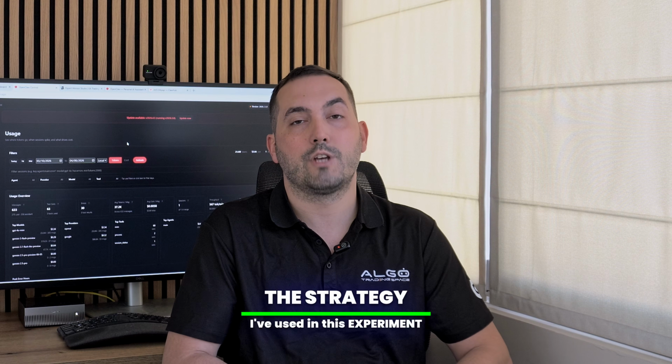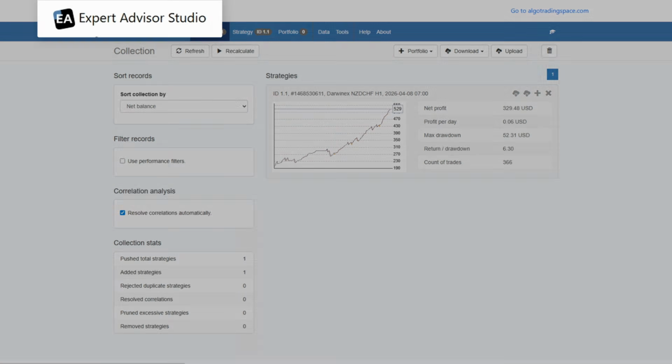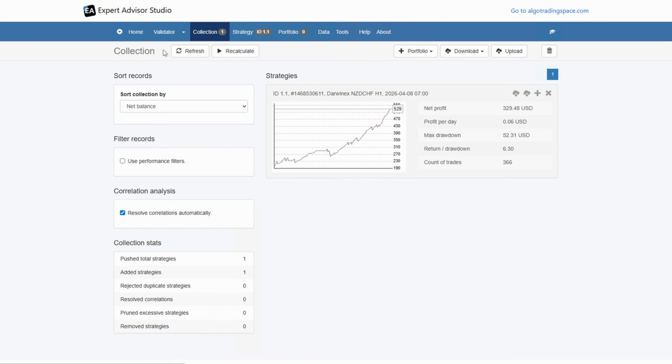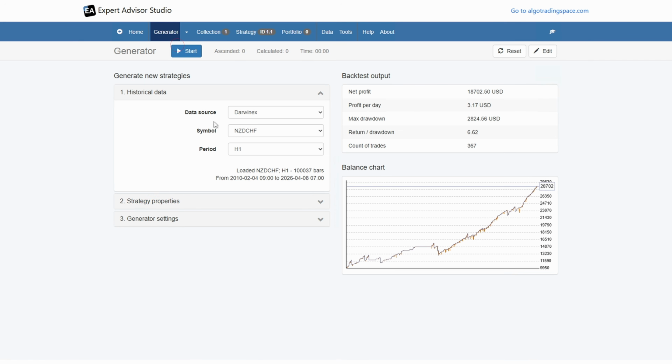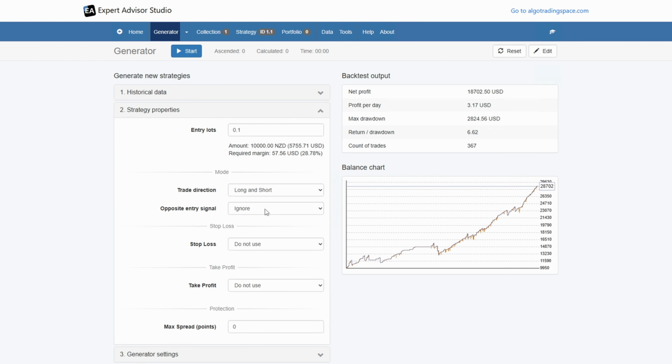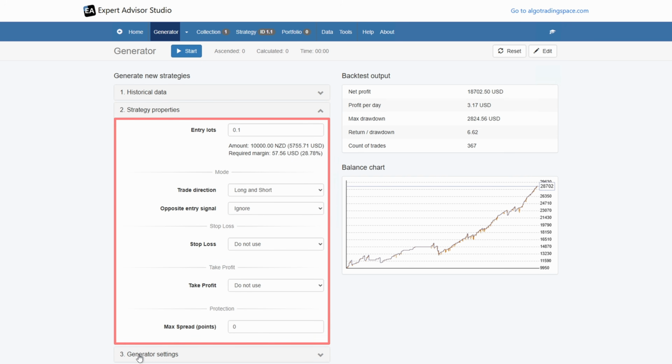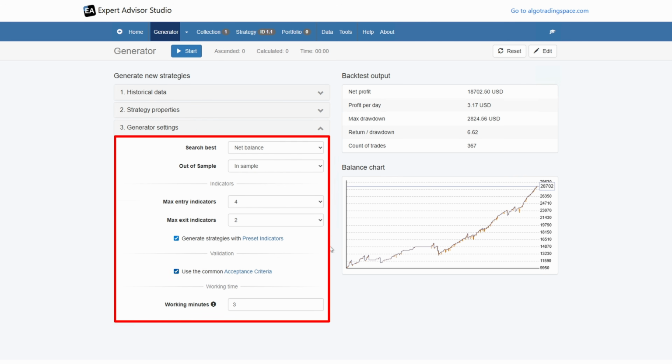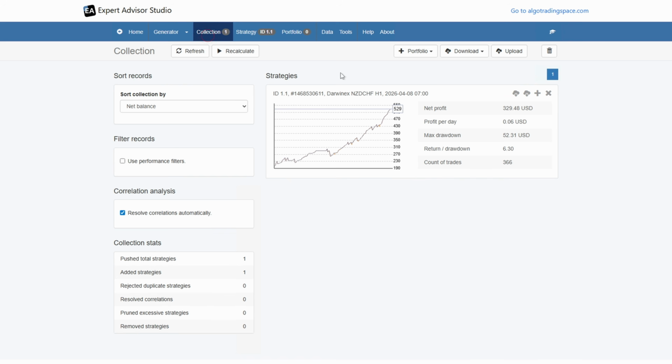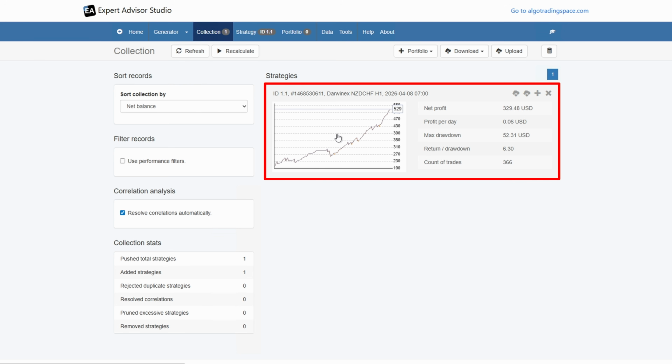Let me show you the strategy I used in this experiment. I'm here on EA Studio and I used the generator to create the strategy. You can go to the generator, pick the data source, the symbol, the period, and the strategy properties, but these are pretty basic, nothing specific. You can go to the generator settings and play around with that. And this was the result, one of the strategies which the generator created. There were many, but I picked that one.